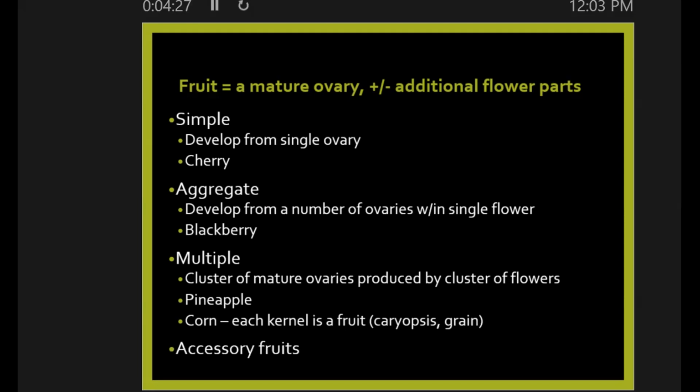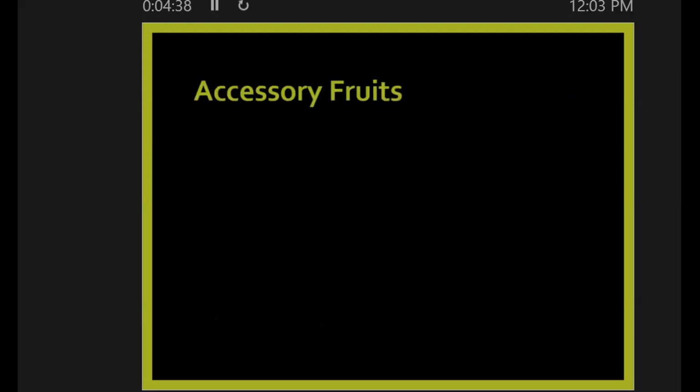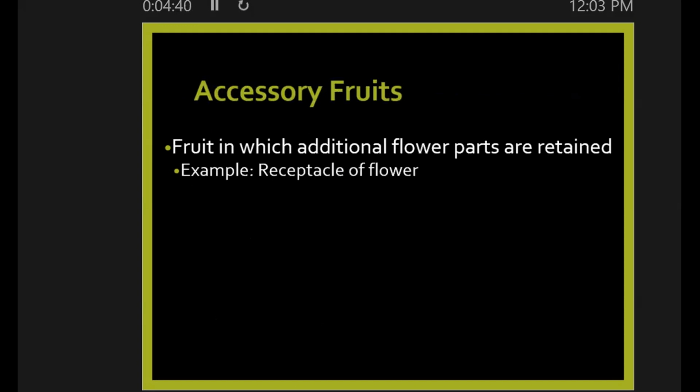And then the other idea is accessory. So if you want to accessorize your fruit, what that means is there's going to be something else besides just the ovary involved in the formation of that fruit. Accessory fruits are often examples where it's the receptacle, which is the stalk tissue right beneath the ovary. And so with strawberries and apples, really the bulk of what you're eating is receptacle tissue that's morphed into that fruit.